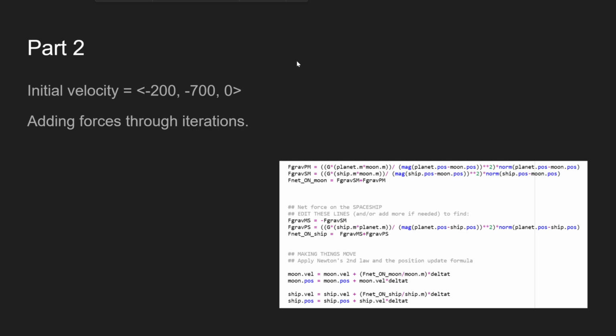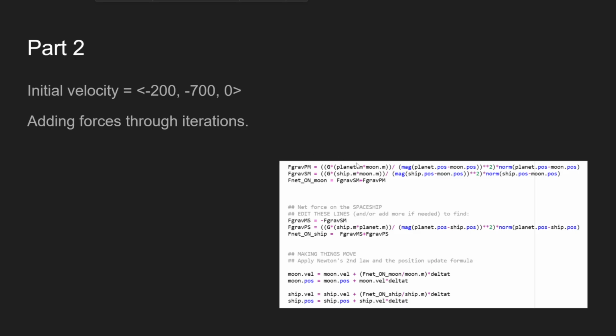For part 2, I got a velocity of -2, -700, 0, although it's 2D, so we don't really need to worry about that. There's a lot of extra parts where it did say not to edit. I edited it anyways, because I felt it was unnecessary to have you find the force first, the magnitude, and then get the direction, and then multiply it again, while you can just put it in one big thing and find it. These are just the gravitational force equations, nothing too special here.